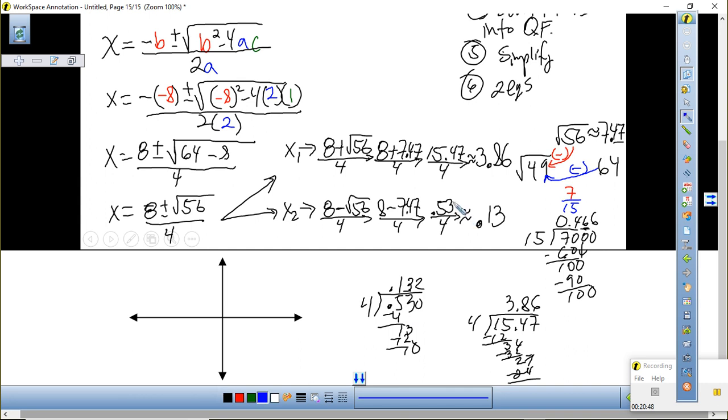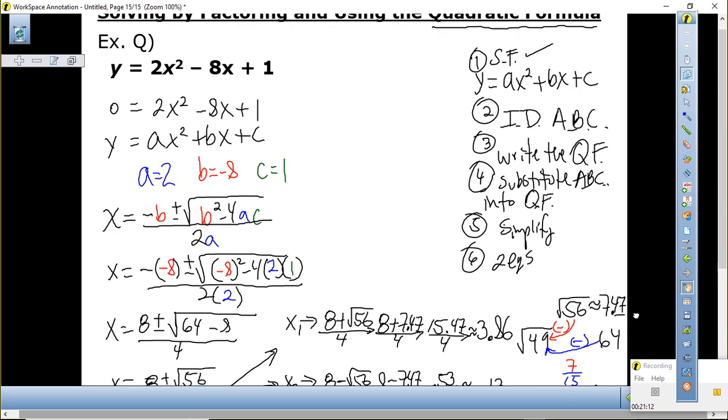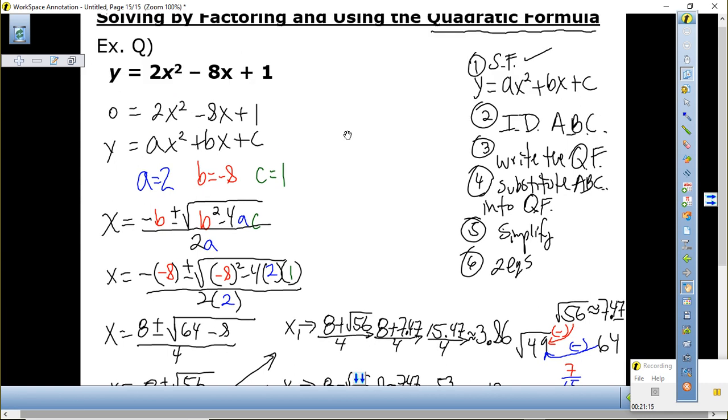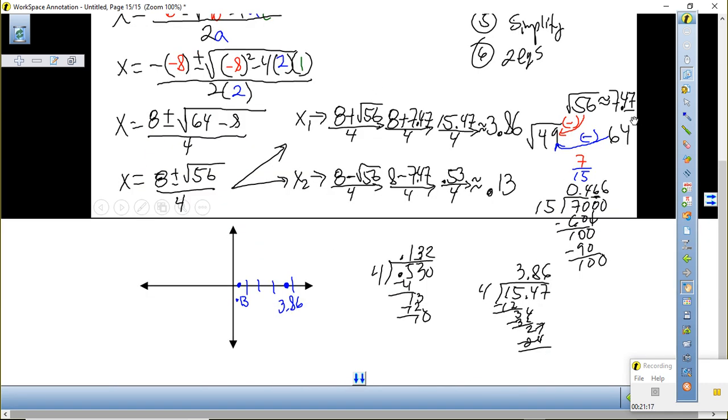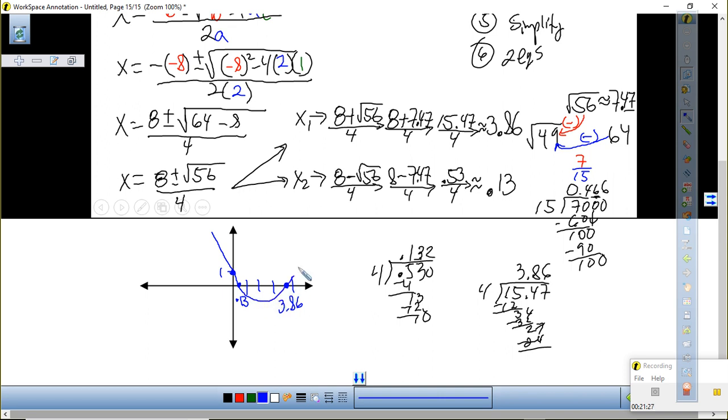So let's graph this. What are my roots? 3.86. So we got 1, 2, 3, 4. It's not all the way to 4. It's about right there, 3.86. The other one is 0.13. Here's 1. 0.13 is about right there. What is my y-intercept? Look at the equation at the beginning. What was my constant? 1. Positive 1. Do you guys see this? 1. Okay, that's my y-intercept. And let's graph this. From left to right. There it is.